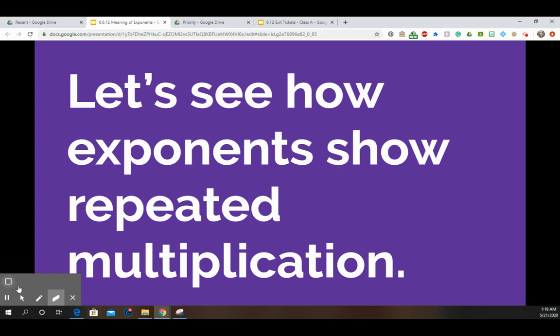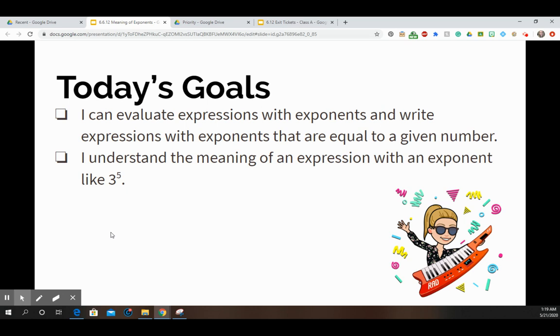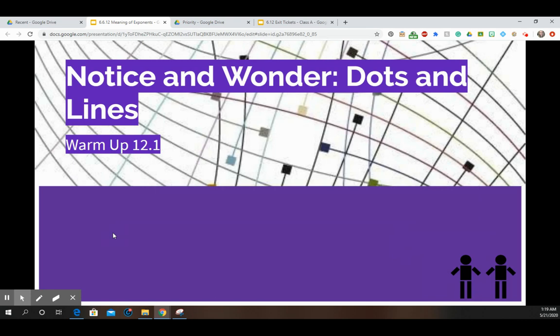And we'll see more of that in today's lesson. So your goals for today are to evaluate expressions with exponents and write expressions with exponents that are equal to a given number, and to understand the meaning of an expression with an exponent like 3 to the power of 5. All right, so let's look at this notice and wonder.